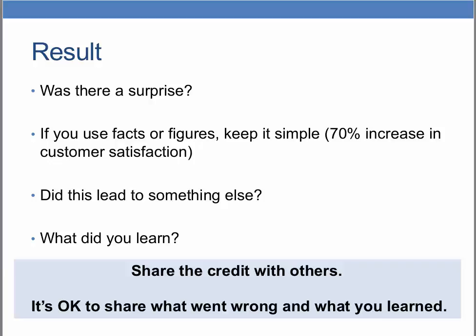Or did you learn something? This is a great time to share the credit for the great things that happened with others. It's okay to share what went wrong. If things didn't go as planned, you can share that too. Unfortunately, this didn't work out as planned, but what we learned was so valuable that we were able to take it into the next project and execute flawlessly the next time, or something like that. So it's okay. Everything doesn't have to be a brilliant success.